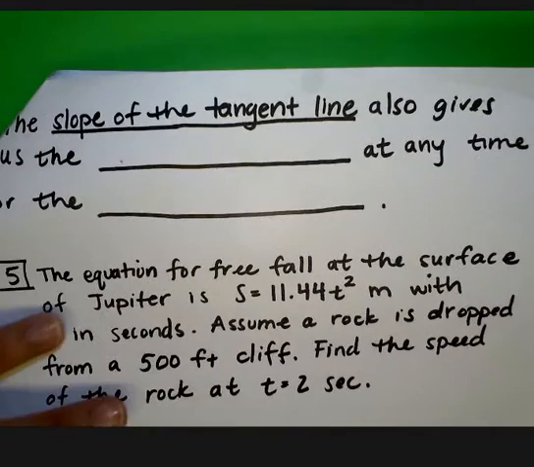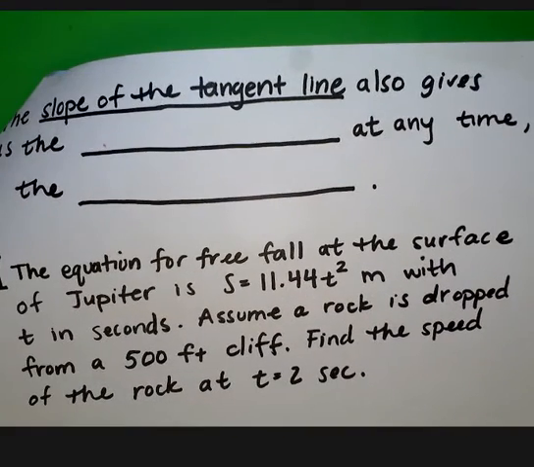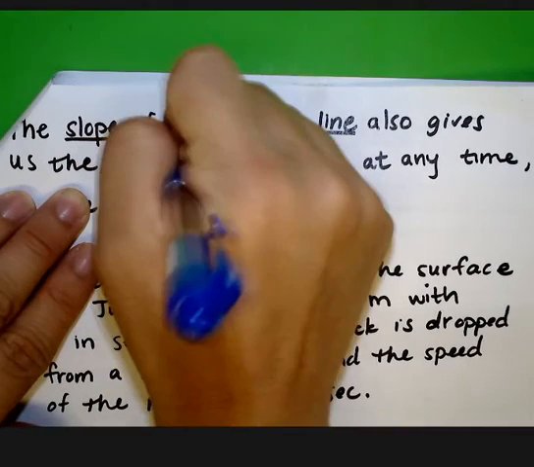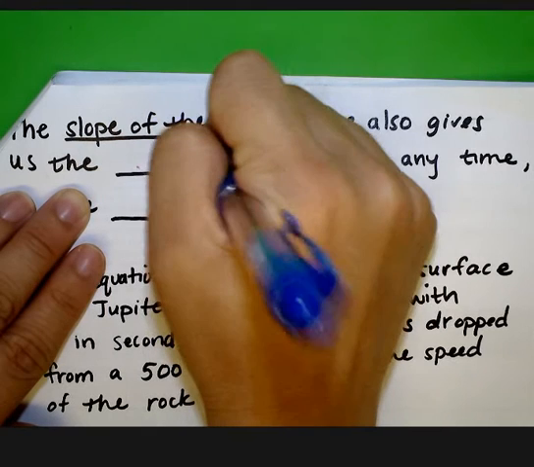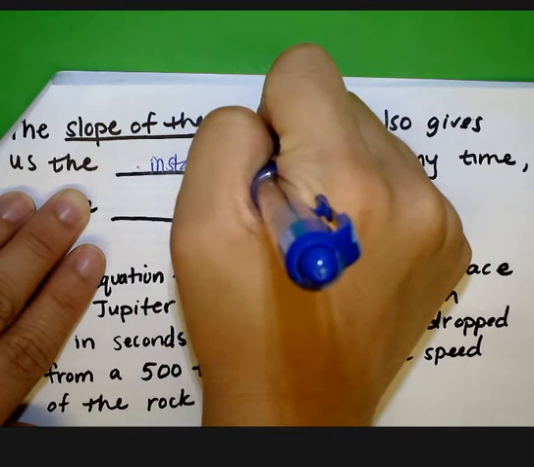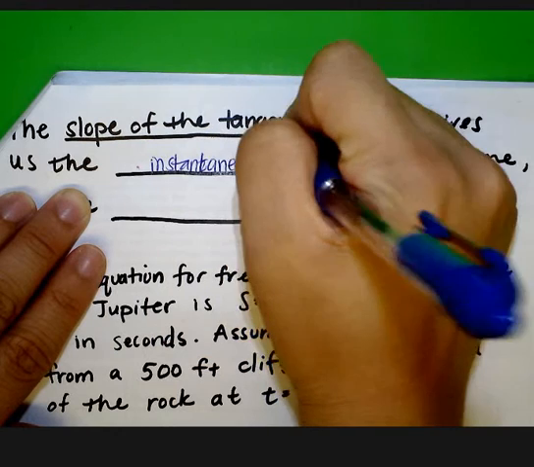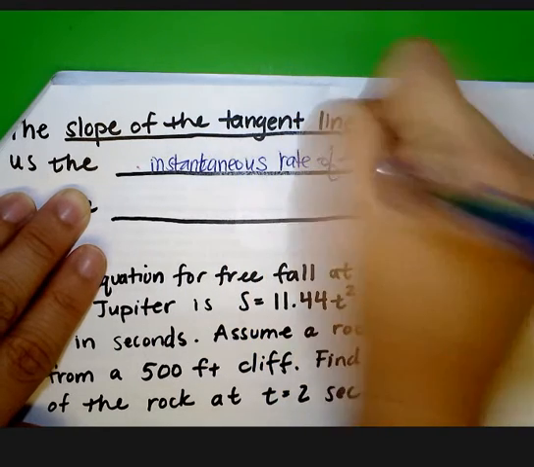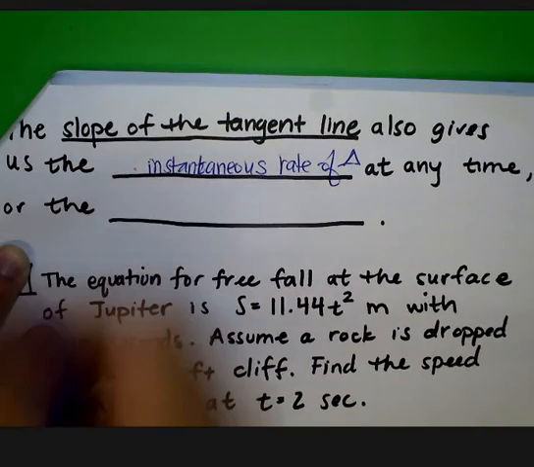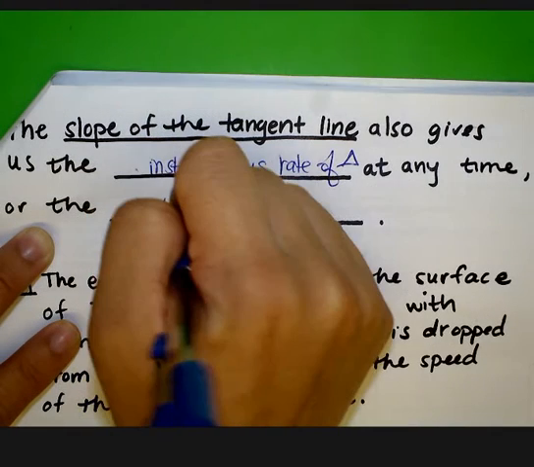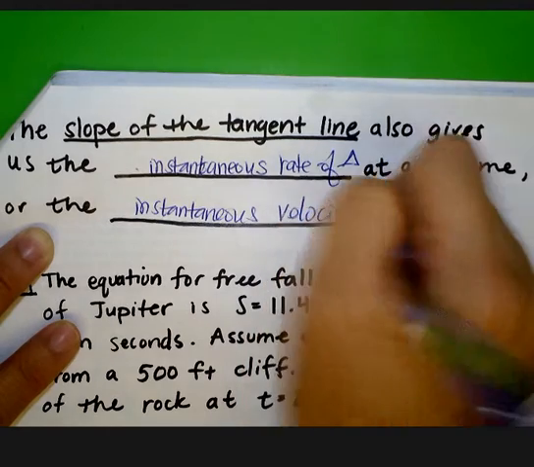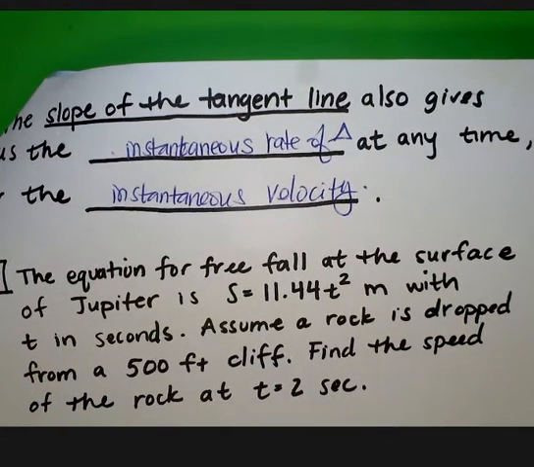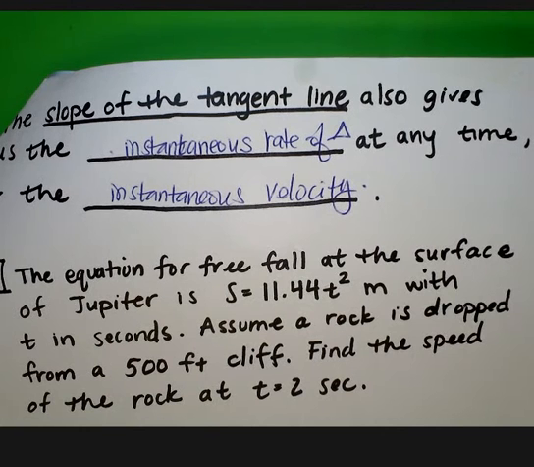Okay, so the slope, we've already talked about this. The slope of the tangent line always gives us the instantaneous rate of change at any time t, or, if we're talking about movement, the instantaneous velocity. What's the difference between velocity and speed? Velocity has direction. Very good.